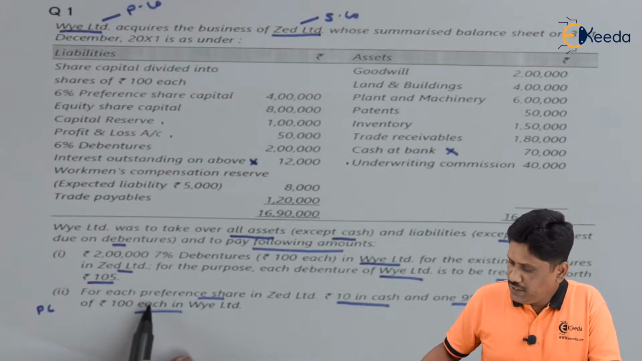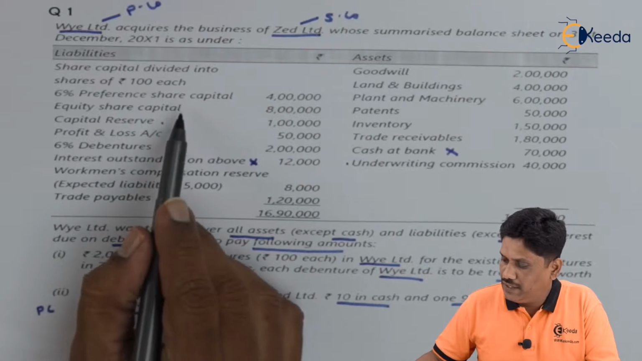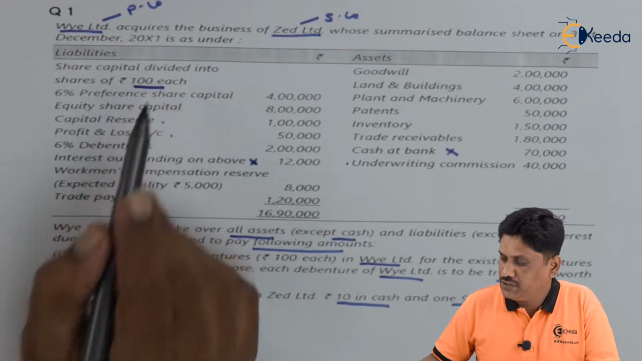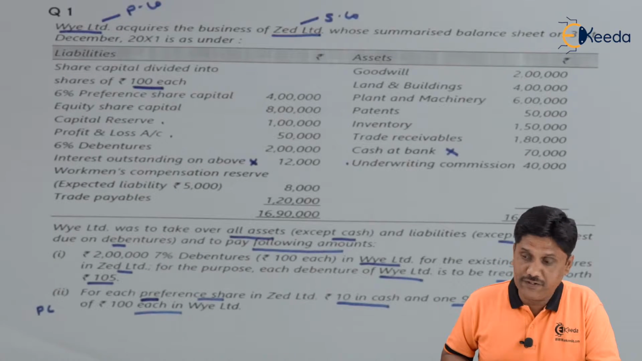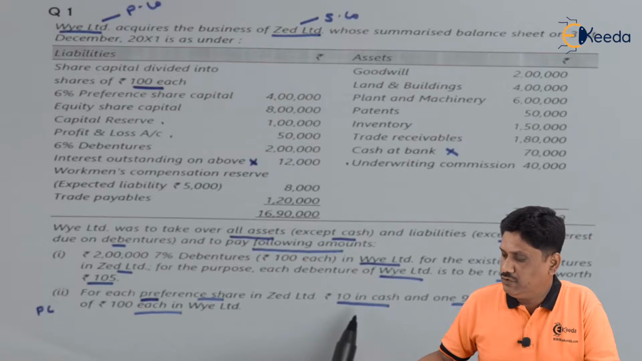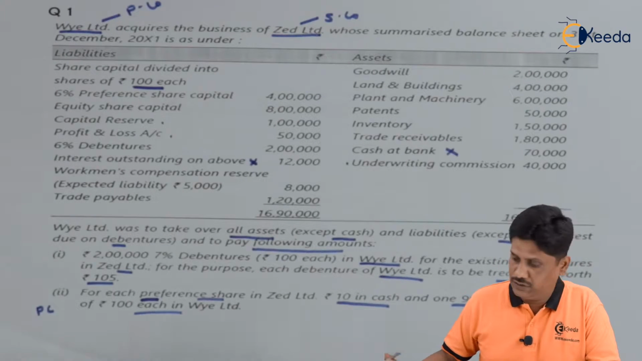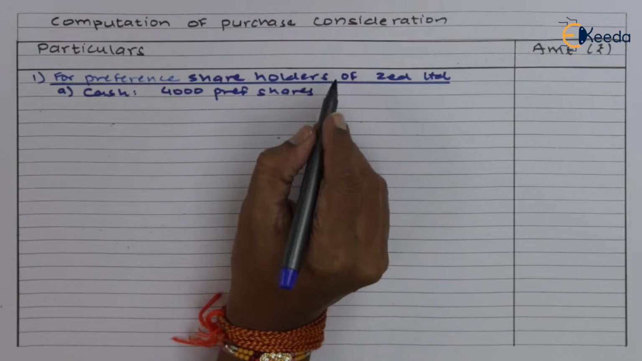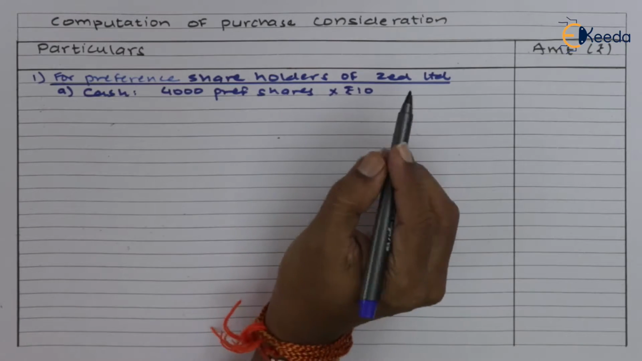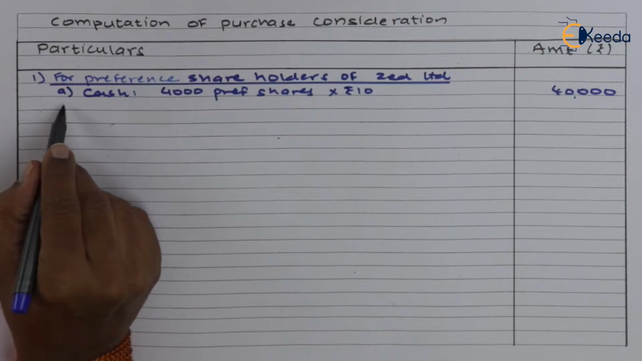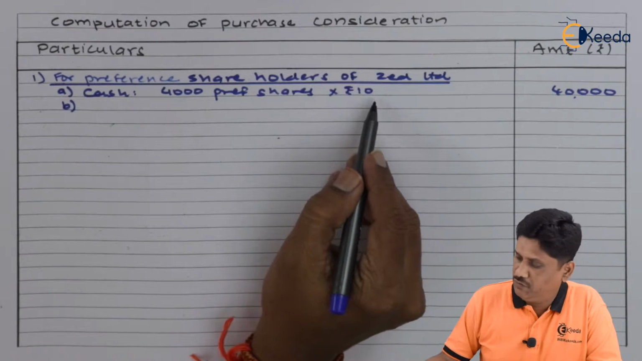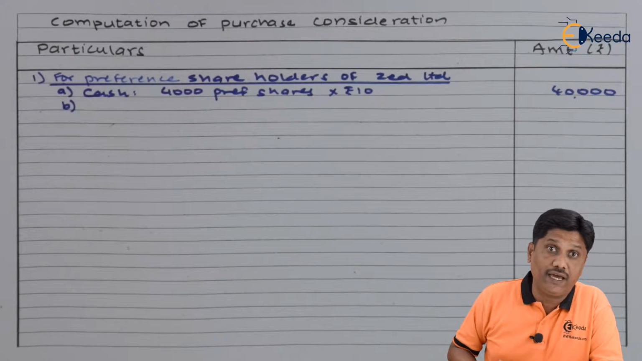They are saying for each preference share, so look at the balance sheet. Preference share capital is 4 lakhs. It is of rupees 100 each. I can say there are 4,000 preference shares. So for every share they will give you 10 rupees in cash. Of course, for 4,000 shares into 10 I will get the cash. So I am writing that. Firstly, they will get the cash. For 4,000 preference shares at the rate of rupees 10, they will get 40,000 in cash.